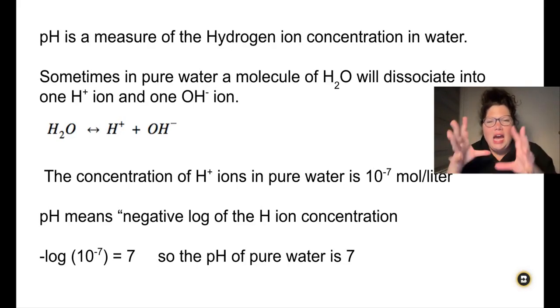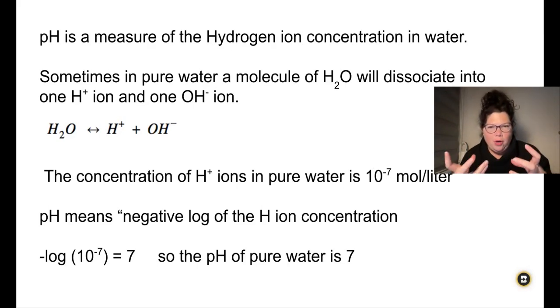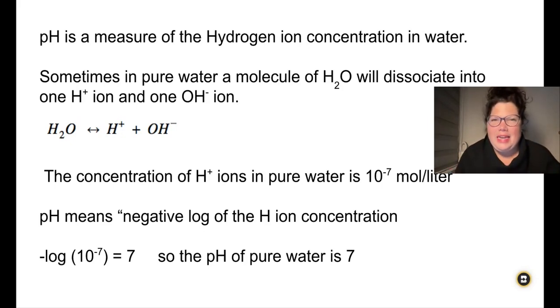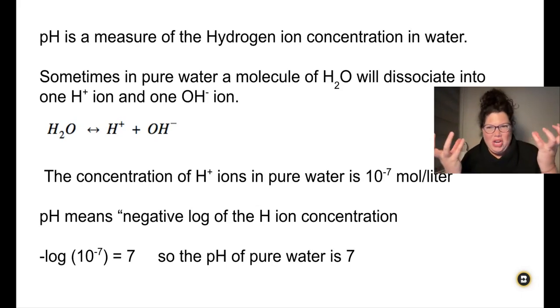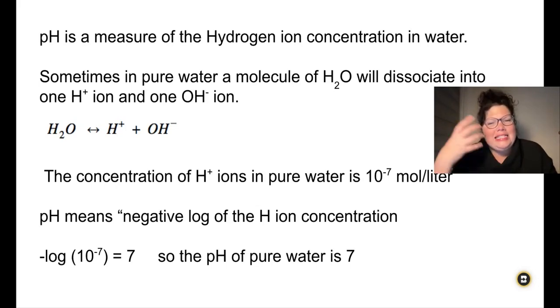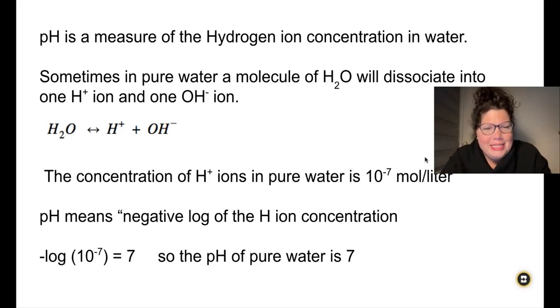It is a measure of the hydrogen ion concentration in water. Now, you may not remember this. Sometimes this is AP information, but water can dissociate into an H+ ion and an OH- ion. And that H+ ion is what makes things acidic. In 1 liter of water, we have 10 times 10 to the negative 7th moles of these H+ ions. Super tiny number. But we do have some of those H+ ions in water.